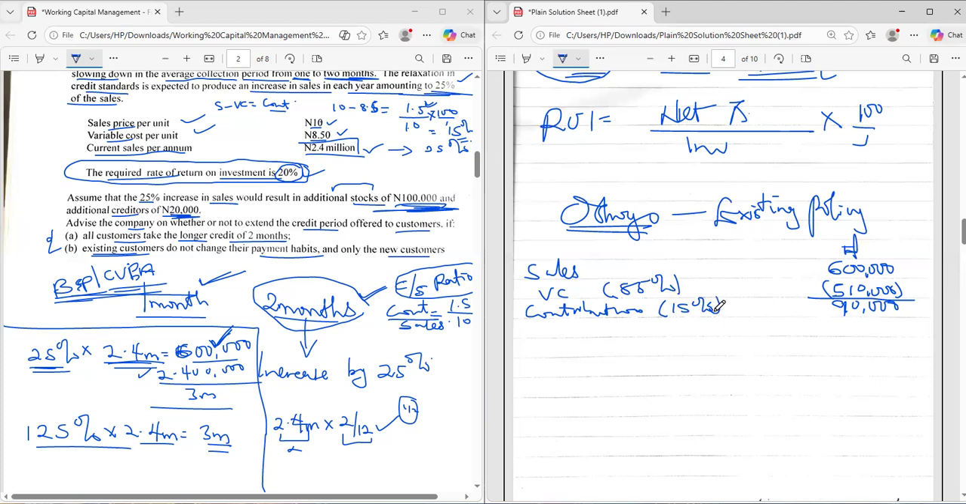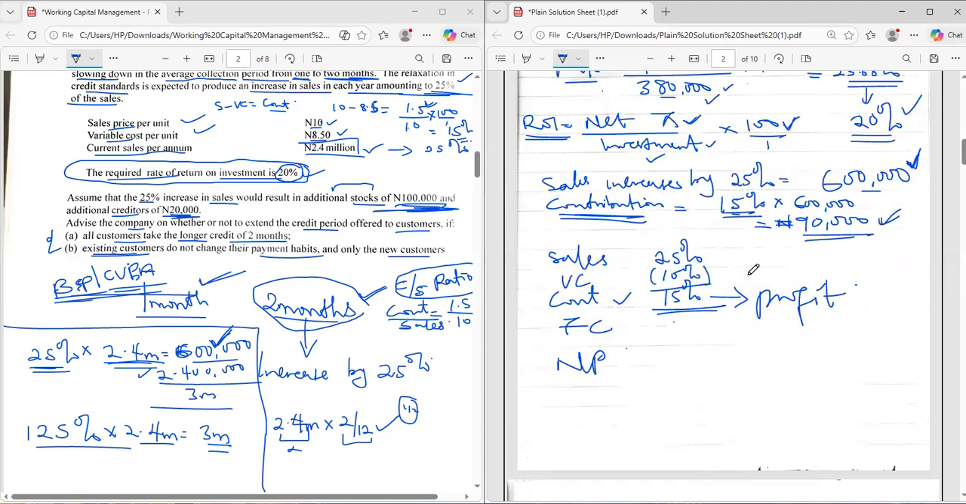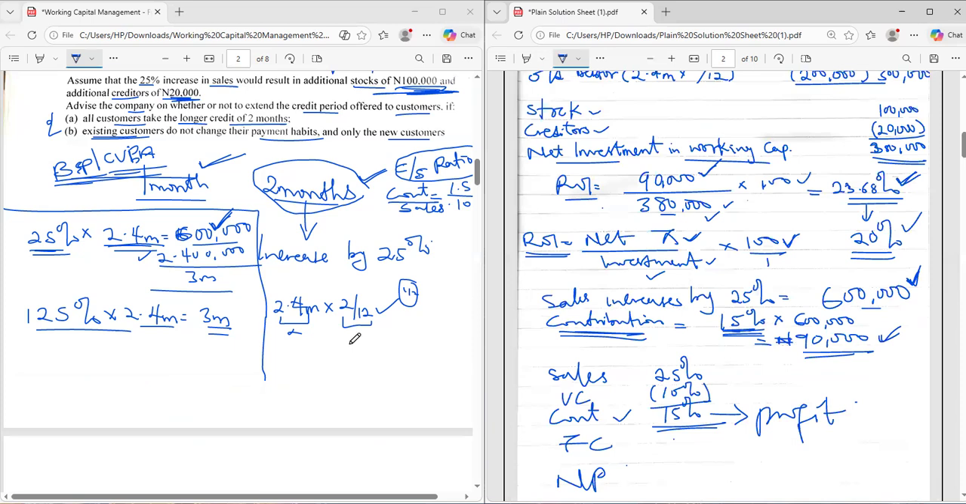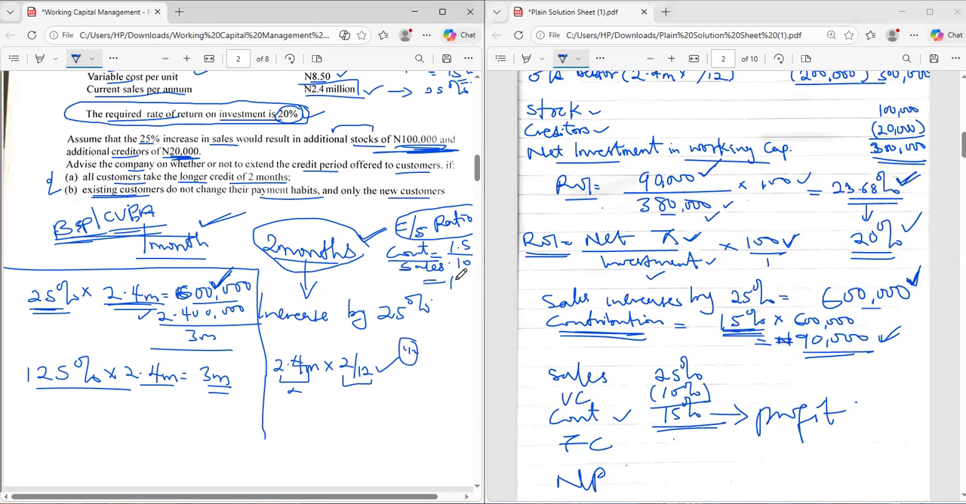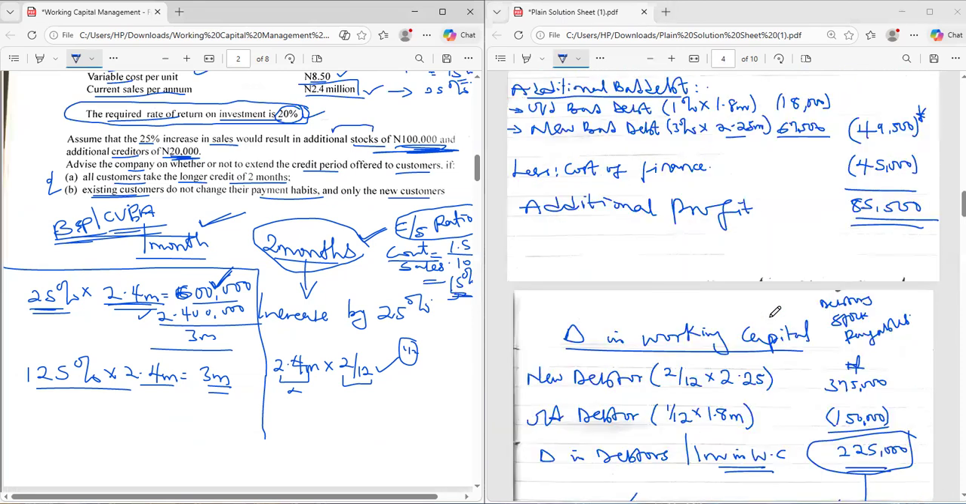In case you want to ask, where do you see 15% again? We solved for it. It was you that gave me the answer here: contribution divided by sales. So what we got here was 15%. If you do it now, 1.5 divided by 10 times 100, we got 15%. So good. Now let's continue. We have gotten our contribution. Are you good with me up to this level?